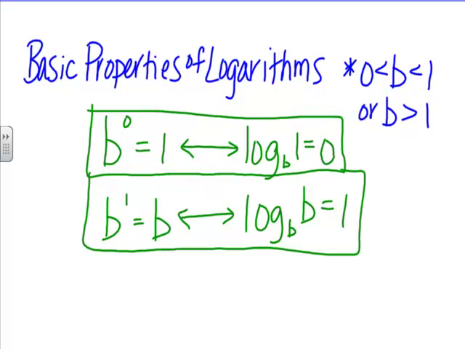Okay, let's start. Basic properties of logarithms. And you'll notice that it says here that b is greater than 0, less than 1, or b is greater than 1. That's because when we think about our base for logarithmic functions, we need the b to be greater than 0 so the domain works. And if b is 1, 1 to any power is 1, and so that would just be a horizontal line, y equals 1.